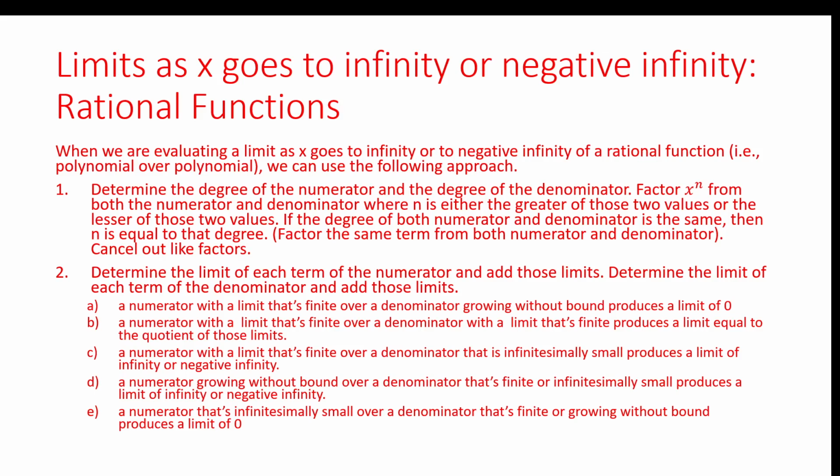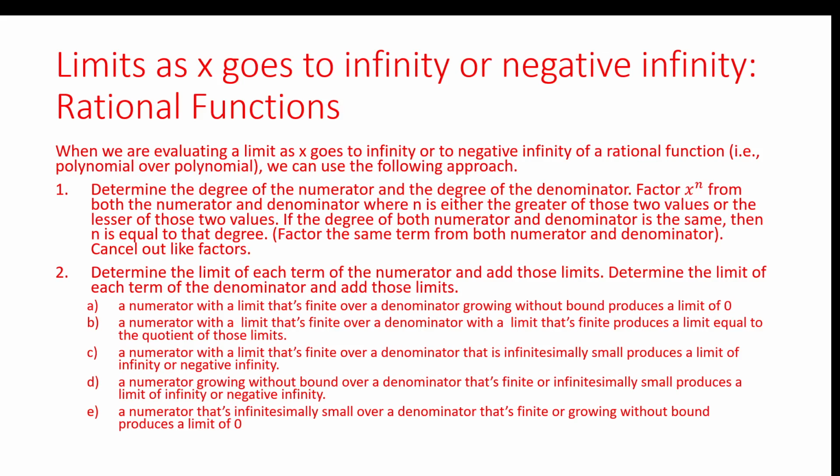So when we are evaluating a limit as x goes to infinity or to negative infinity of a rational function, a polynomial over polynomial, we can do the following. Determine the degree of the numerator and the degree of the denominator, and then factor x to the n from both the numerator and denominator, where n is either the greater of those two values or the lesser of those two values. And if the degree of both the numerator and denominator is the same, then n will be equal to that degree.